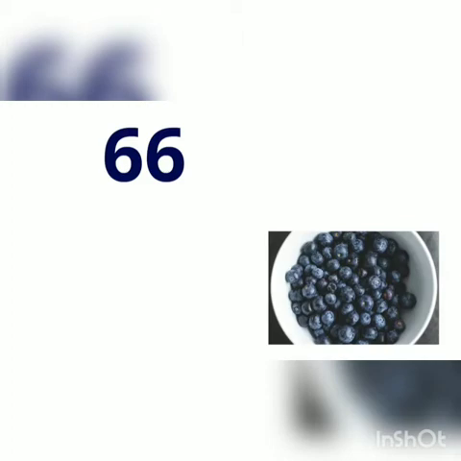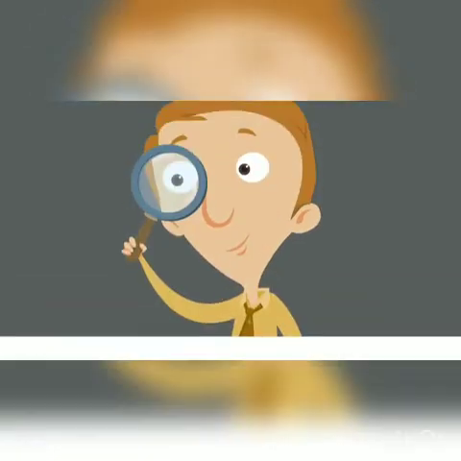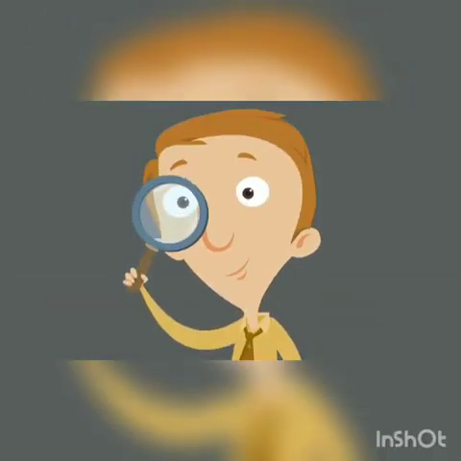You and your friends are hungry and blueberries are super yummy, right? So you and your friends eat 54 blueberries. That's right. These are some big numbers, some double-digit numbers. To find out how many blueberries we have left, we simply subtract 54 from 66. Let's look at how that's done.